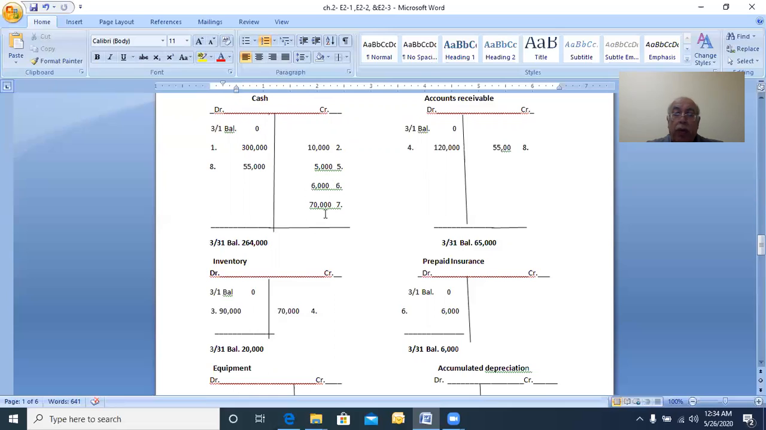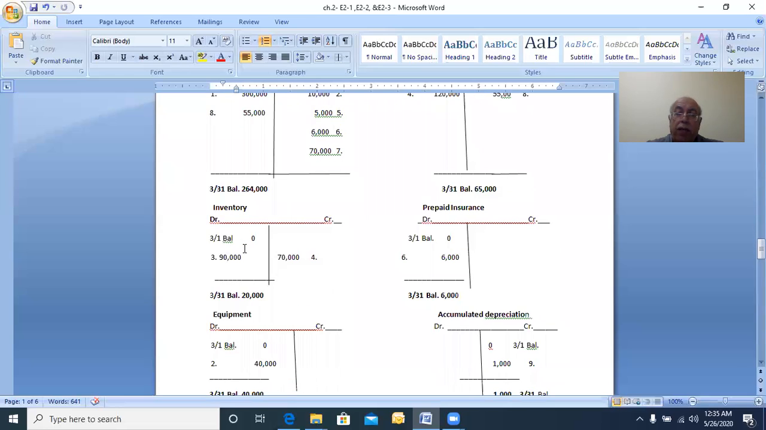Since the summation of this amount minus the total of the debit here, it will be the difference between debit and credit. Whichever is greater will be the balance, whether it's debit or credit. In this case, for example, total debit here is greater than total credit, so the balance will be the difference between them, 264.